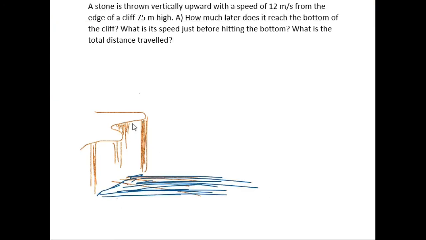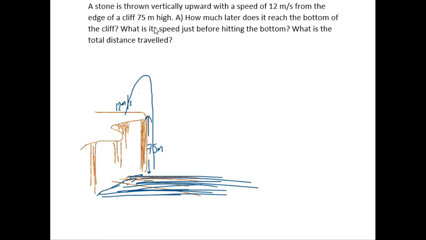The situation is here, the cliff has a height of 75 meters. So at this point, it's no longer the same ground level. It was thrown upwards with an initial velocity of 12 meters per second. So that's positive 12 meters per second.